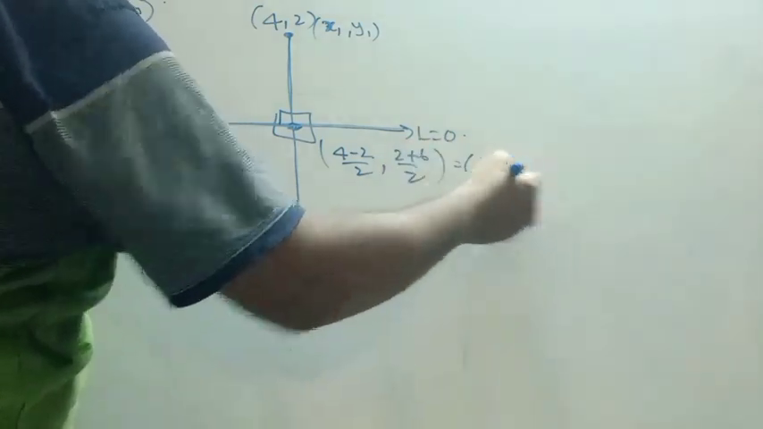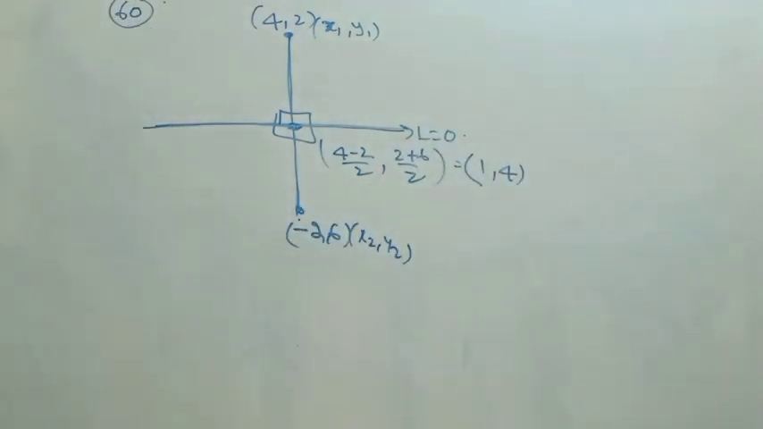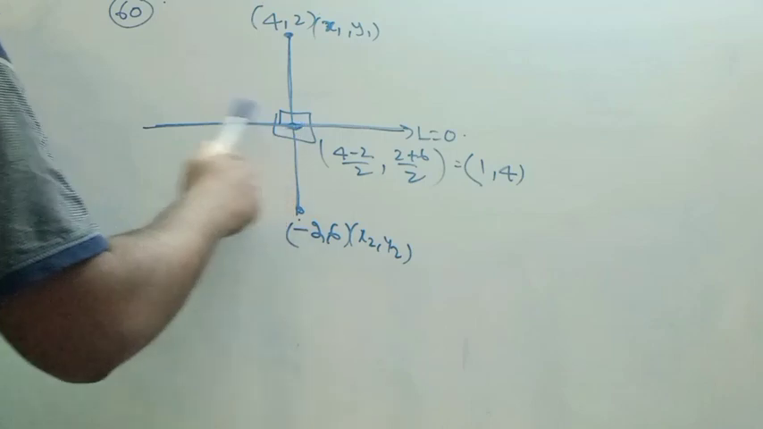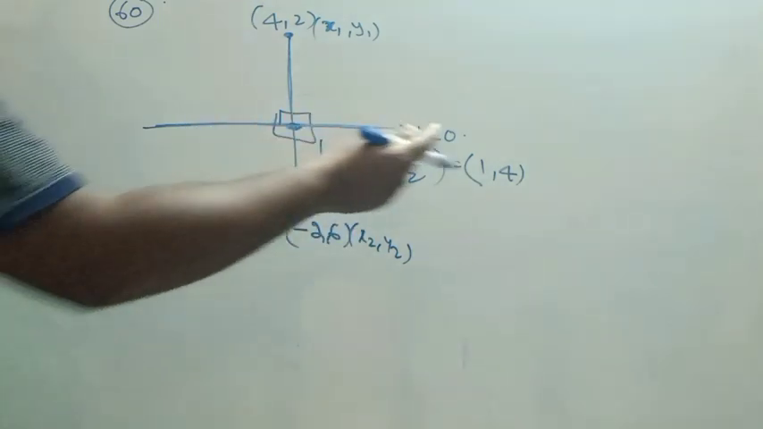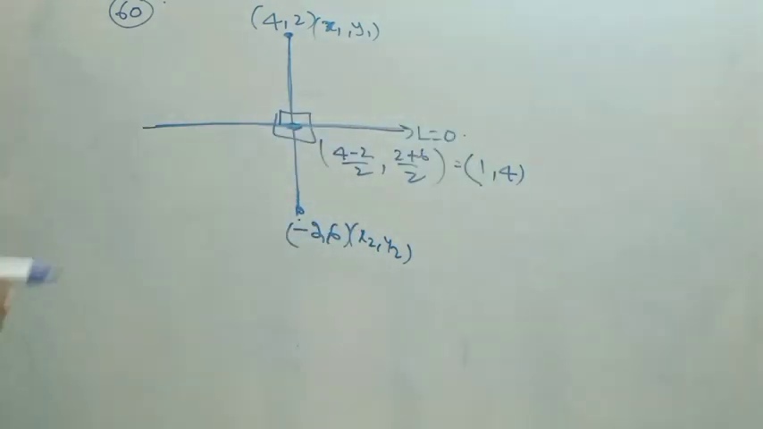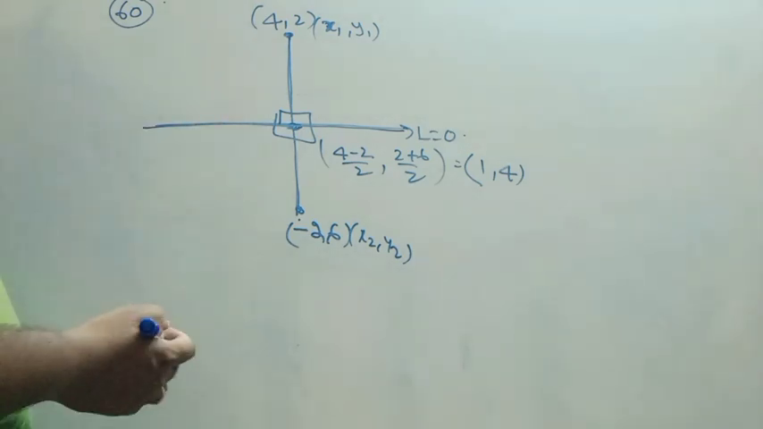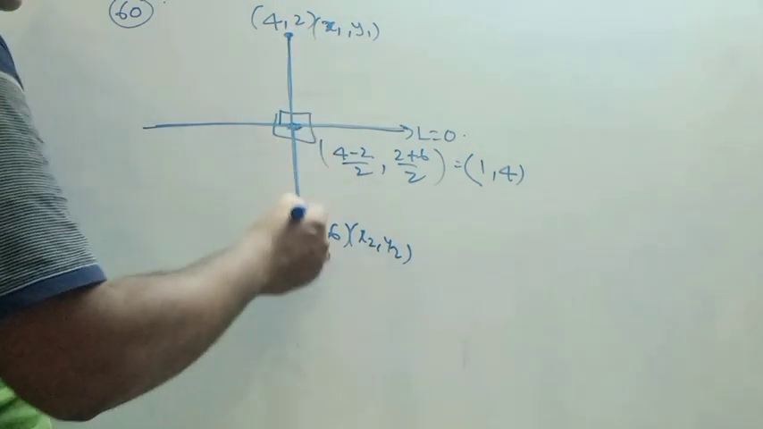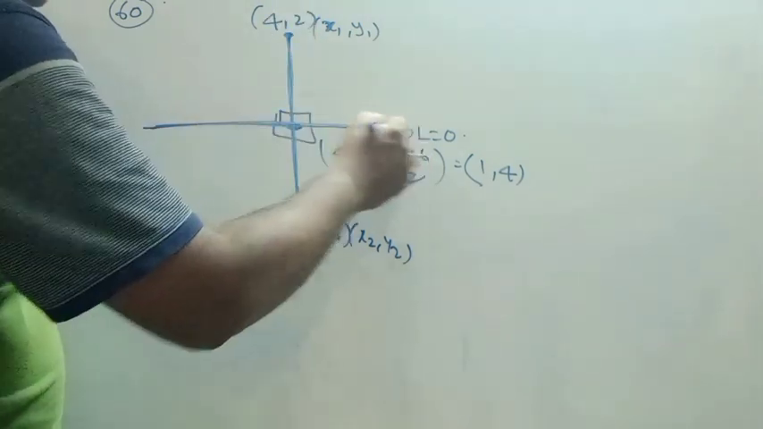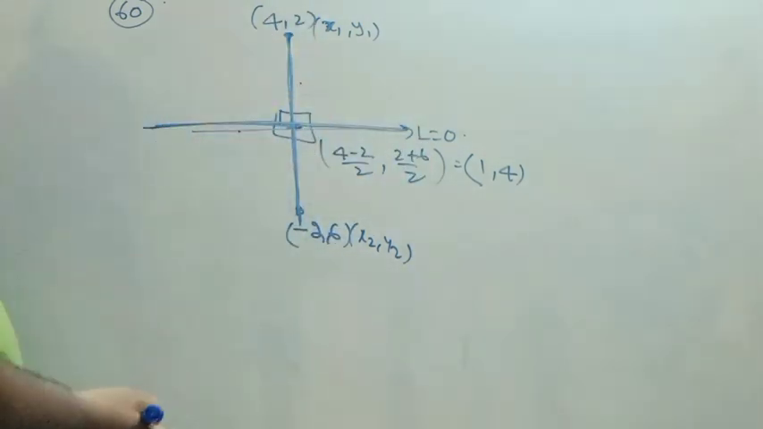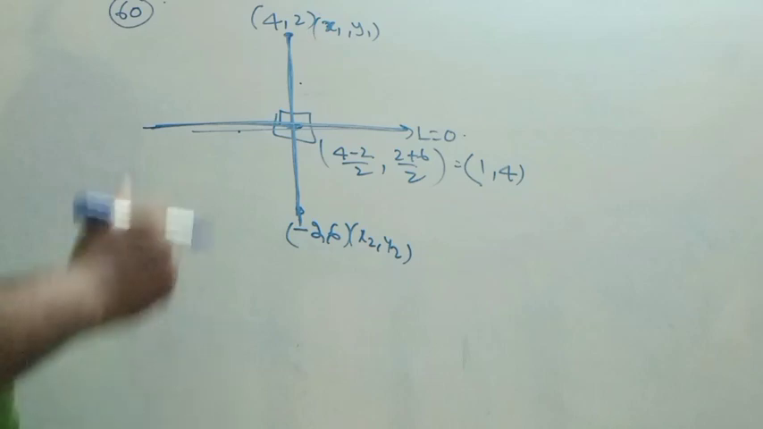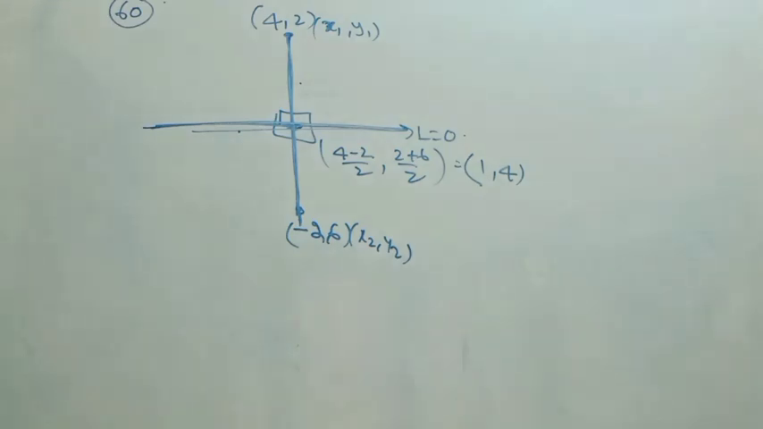Now this point 1 comma 4 satisfies which equation? From that you can get it very easily. This point should satisfy this equation. Just substitute this point in the 4 options, and whichever one satisfies is the correct answer. Another way also: find the slope of this and the slope of this. Both should be perpendicular. If those two conditions are satisfied, you will get the correct answer.